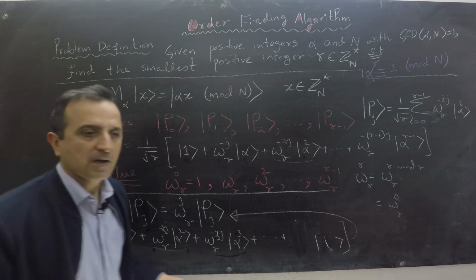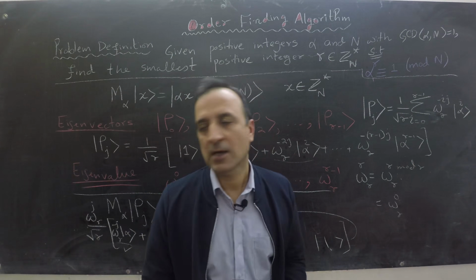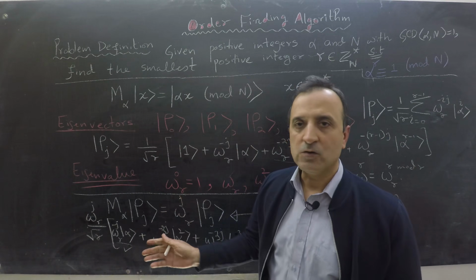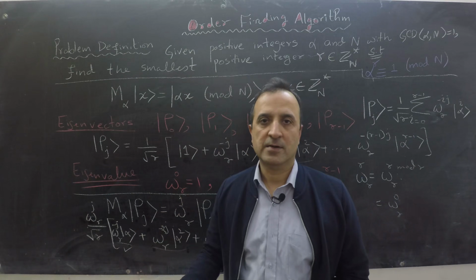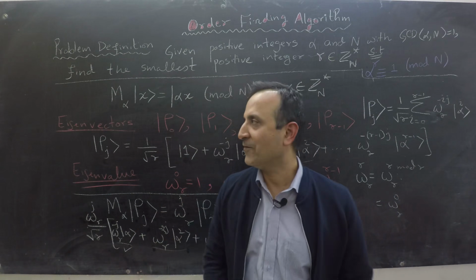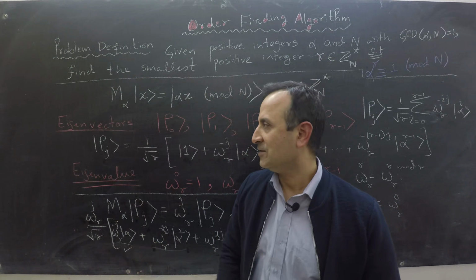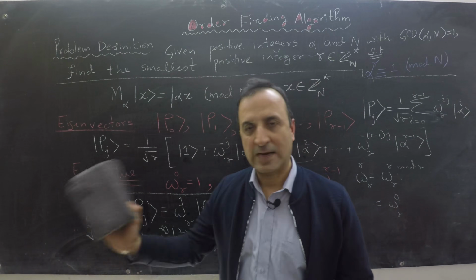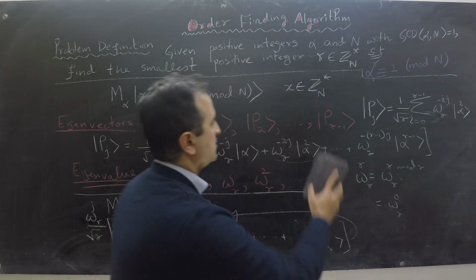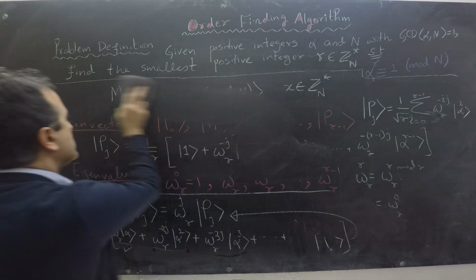Now, how can we use those eigenvectors and eigenvalues to find our period? To explain that idea, I have to first clear my board. So let me clear the board to write that main idea. So I clear my board from here.